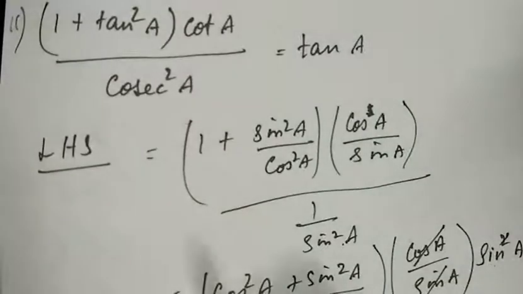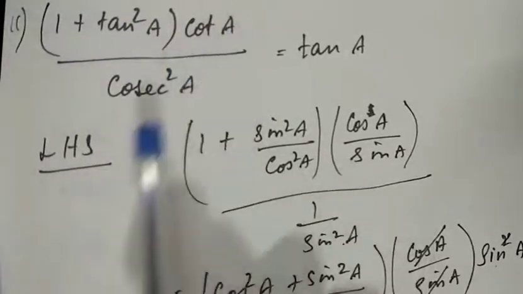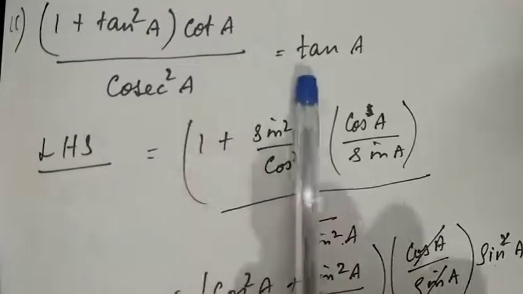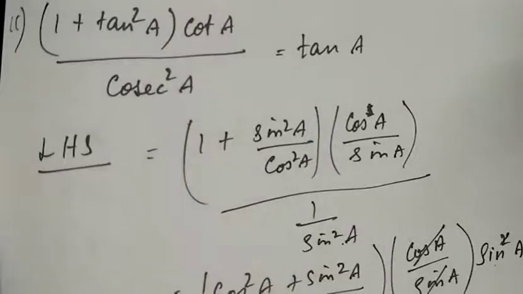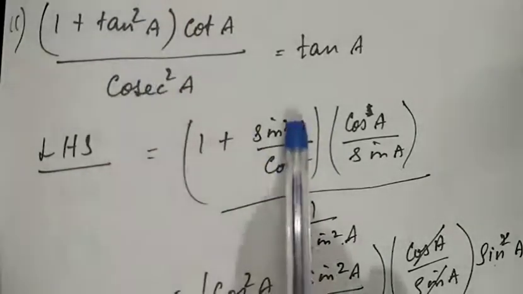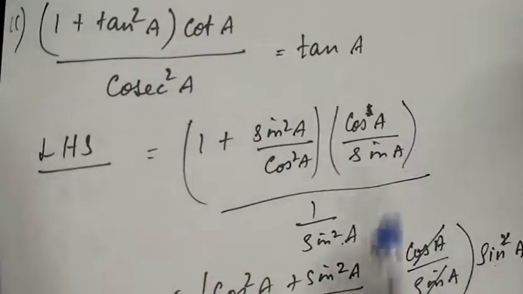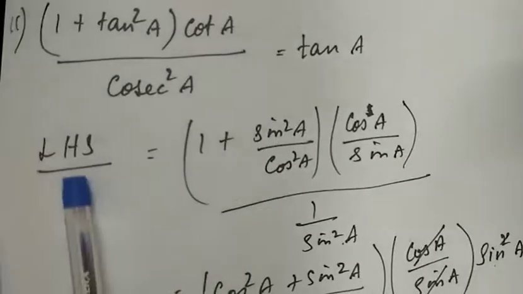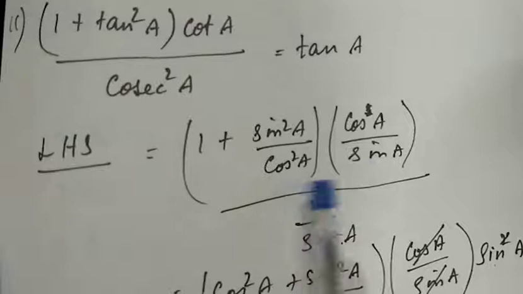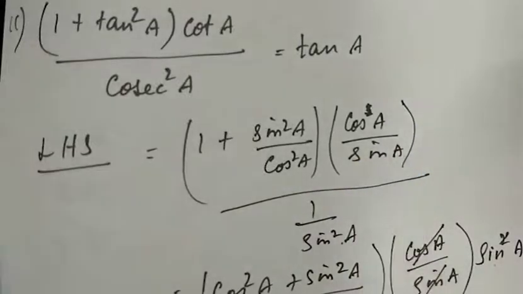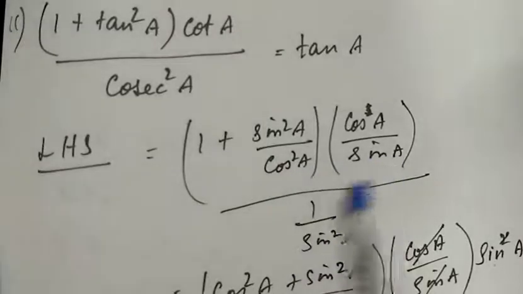11th one. 1 plus tan squared A into cot A upon cosecant squared A is equal to tan A. Tan A is equal to sin A upon cos A. So it is tan squared A, you will write sin squared A upon cos squared A. And cot A, cos A upon sin A. So take left hand side. 1 plus sin squared A upon cos squared A into cos A upon sin A upon 1 upon sin squared A. Now take LCM and calculate.